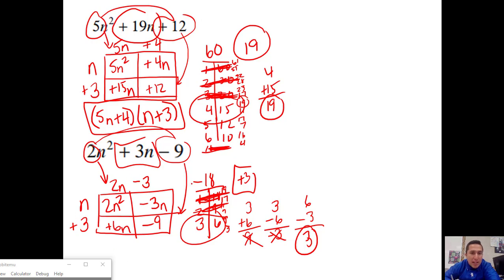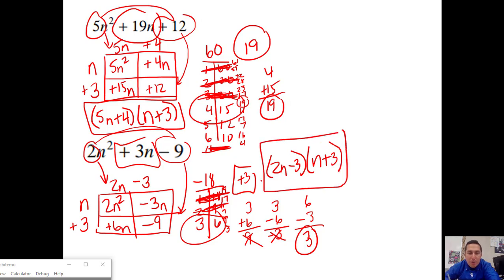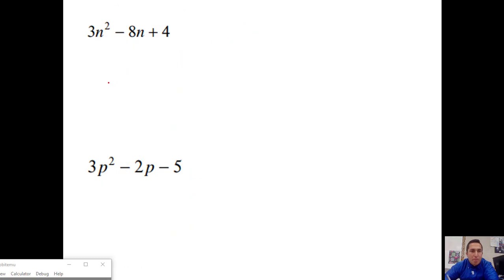Now I've got to rewrite these guys nice and pretty. I'll put them right here on the side. My answer is going to be 2n minus 3 times n plus 3. This is my final answer on the factor for number 2. Awesome. Okay, next one. We've got 3n squared minus 8n plus 4.